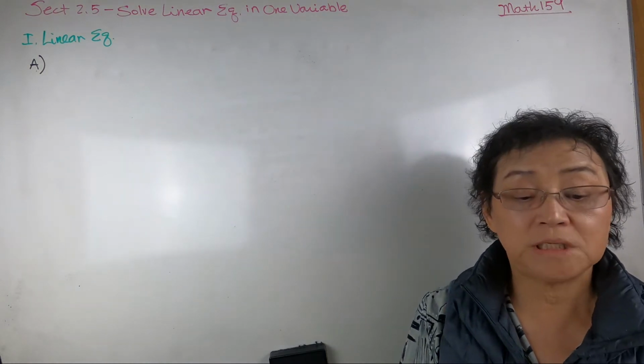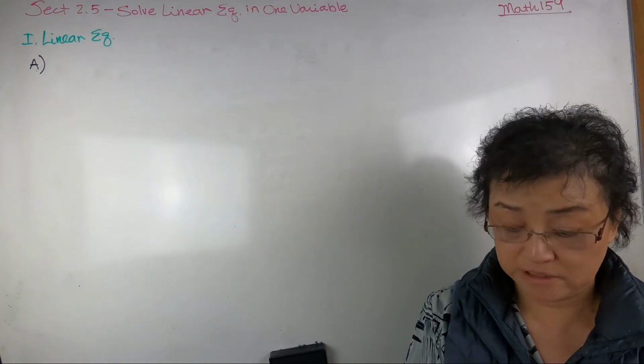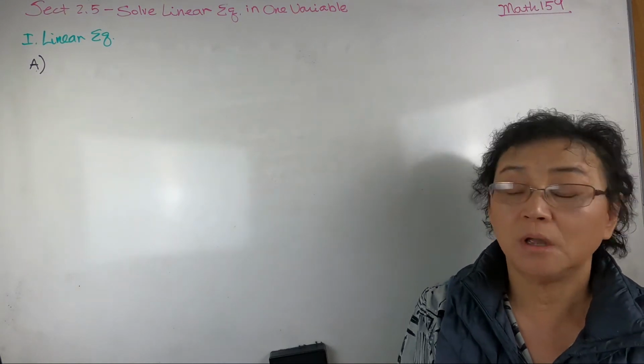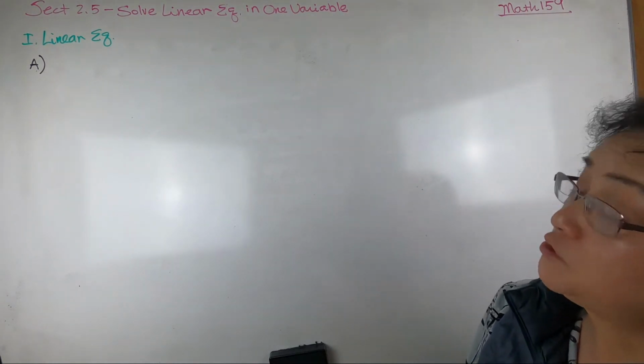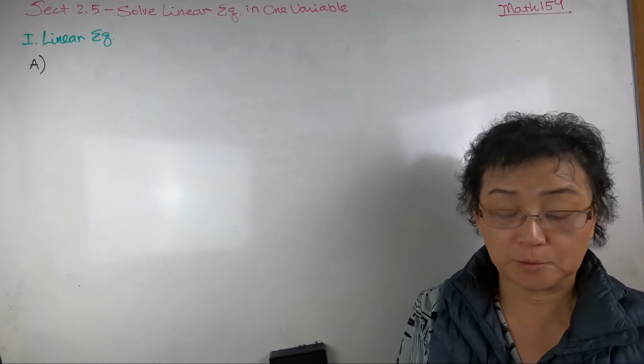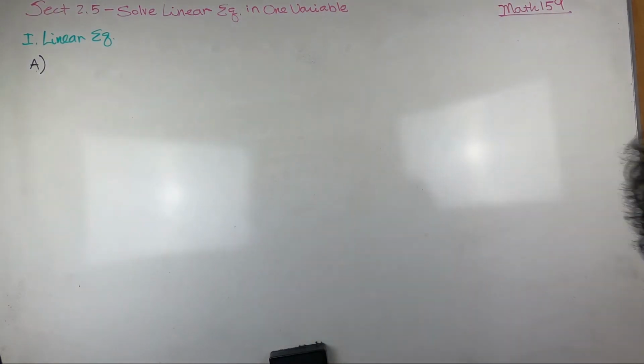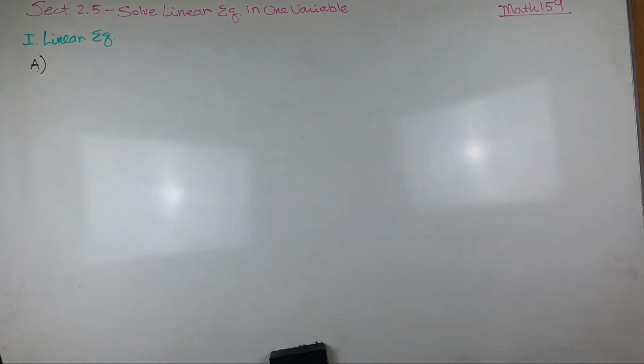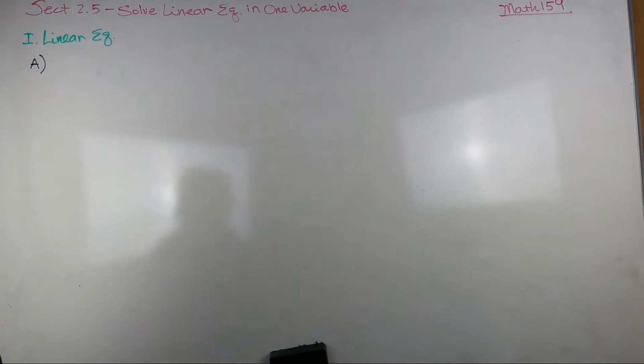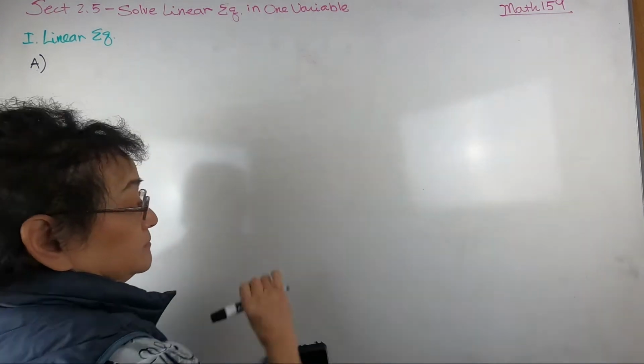We are on section 2.5, page 22, solving linear equations in one variable. We are going to learn the algebra skills to help you do the steps. It's talking about how to find the value of x, y, z, things like that. We just do one variable, just the x.